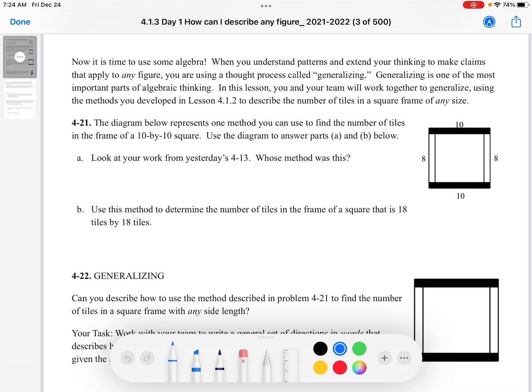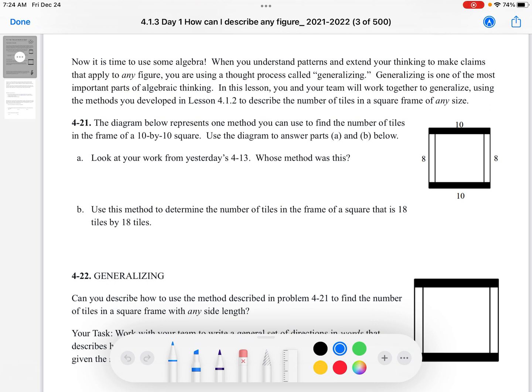In this lesson, you and your team will work together to generalize using the methods you developed in 4.1.2 to describe the number of tiles in a square frame of any size. So your goal is to be able to say how many tiles there are, no matter if it's 10 by 10, 100 by 100, or whatever, right? The diagram below represents one method you can use to find the number of tiles in the frame of a 10 by 10 square. Using the diagram, answer parts A and B below.